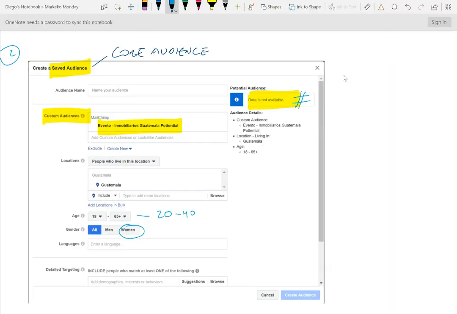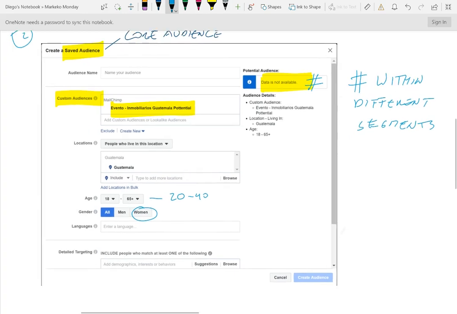This was key as well because it would allow you to better analyze the number of people within different segments within your database. So how large were women? How large were men? What variables or differences did they have? That was key as well.